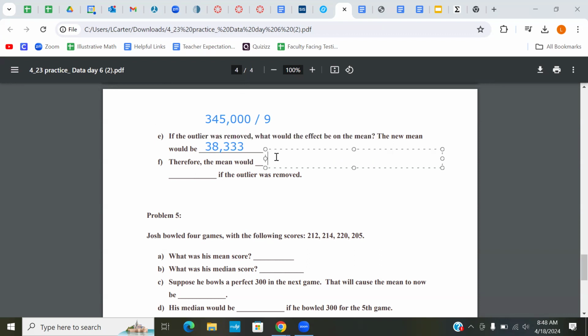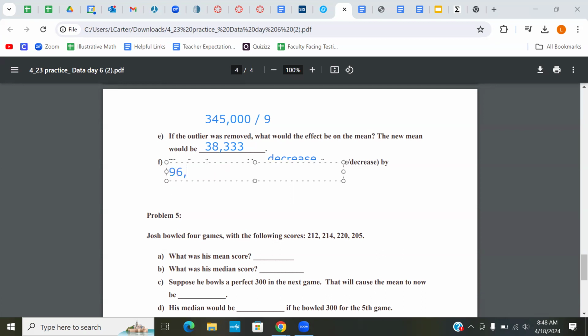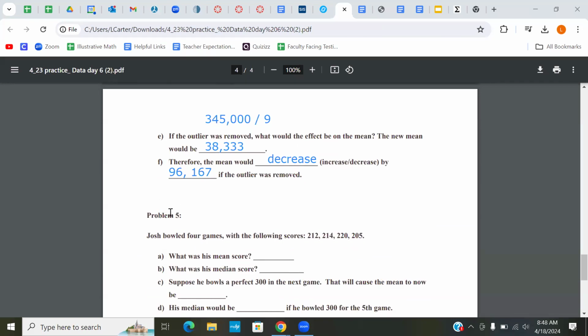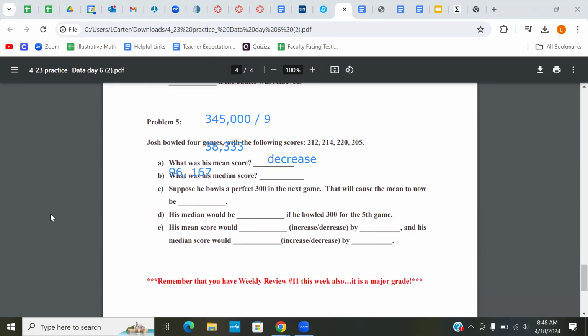Okay, so the mean would obviously decrease by how much? Well, you take that $134,500 that was the previous mean, then subtract the new one, and you would see how much it decreased by. Okay, so that would be $96,167. Okay, please make sure you understand where I got this from. So I took the previous mean with all 10 of them, once we took out the outlier, we got a new mean, and then we saw how much it changed by.